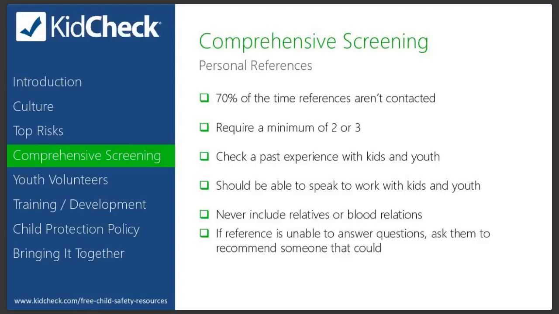And of course, we always have to highlight that you need to share with candidates that they cannot include relatives or blood relations, and they have to be somebody who can really highlight that past experience. A minimum of 2 or 3. We are often shocked because I say 70% of the time references aren't contacted, but truly what we're finding is that it's really close to 80 to 90% of the time, because it takes time. And often we hear with the screening process, organizations are afraid that if their screening process is too stringent, it will minimize their candidate pool, or people that they really want in there won't want to step up because of the rigorous process.